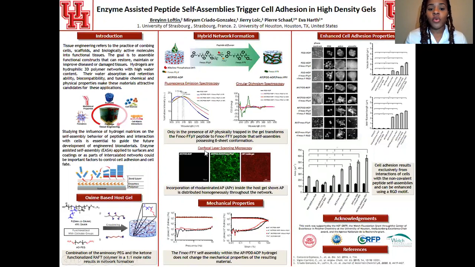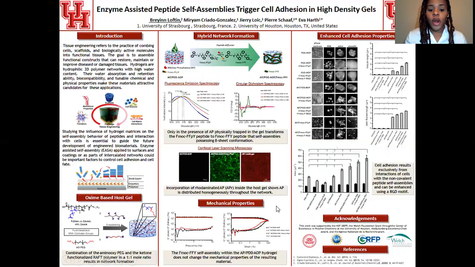And then we visualize the network using confocal laser microscopy, where we see that the self-assembly network is distributed homogeneously throughout the host gel.